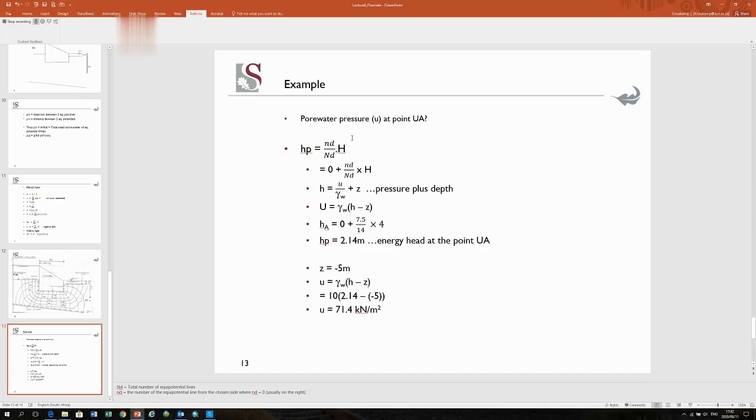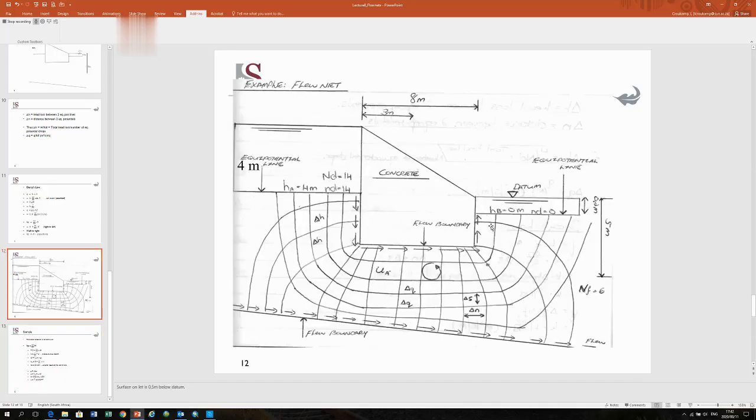So the ND in this case is the number of equipotential lines from where you start counting. We normally start counting at the right. So 1, 2, 3, 4, 5, 6, 7.5 over the total number, which is 14.